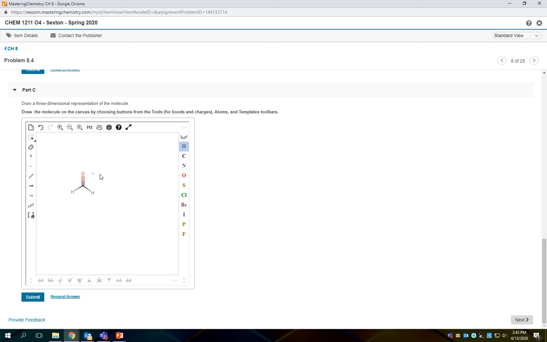We also don't need to include any lone pairs on the oxygen because part of line angle diagrams, and this is covered in your book, is that you also don't need to explicitly include lone pairs on atoms, or I'm sorry, on molecules that contain only hydrogen and second row elements.